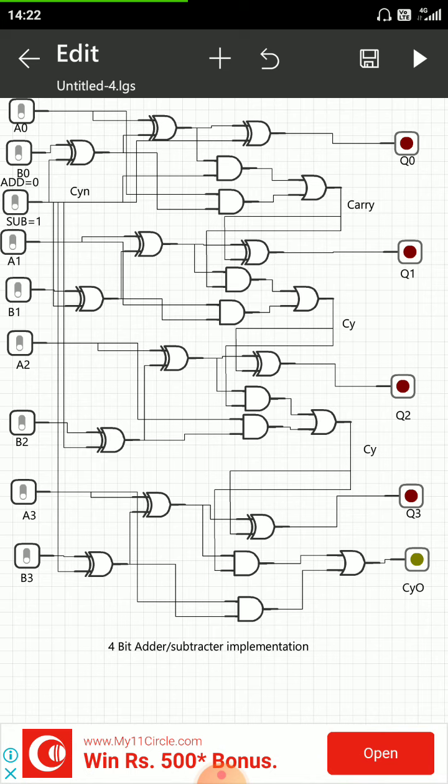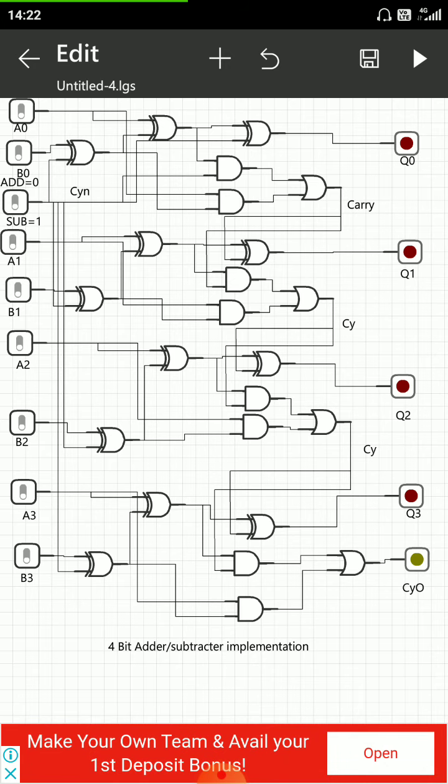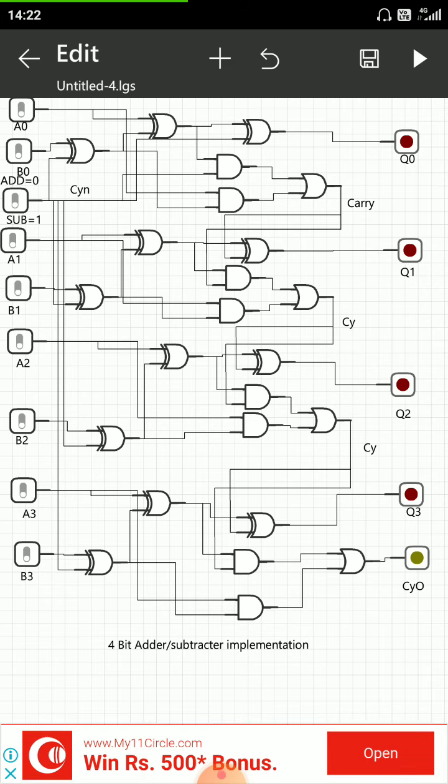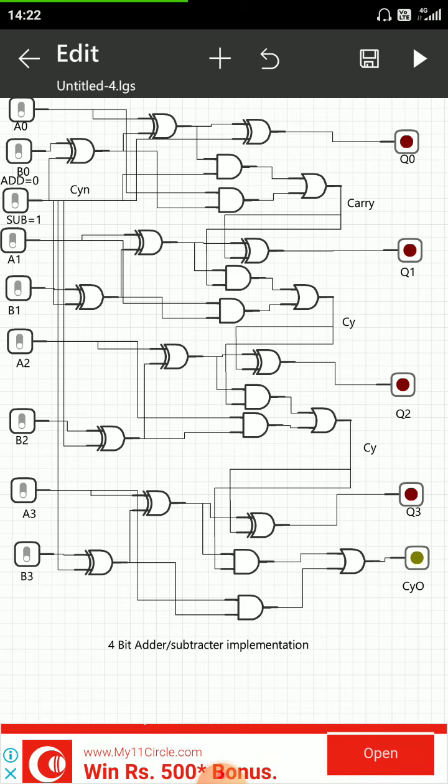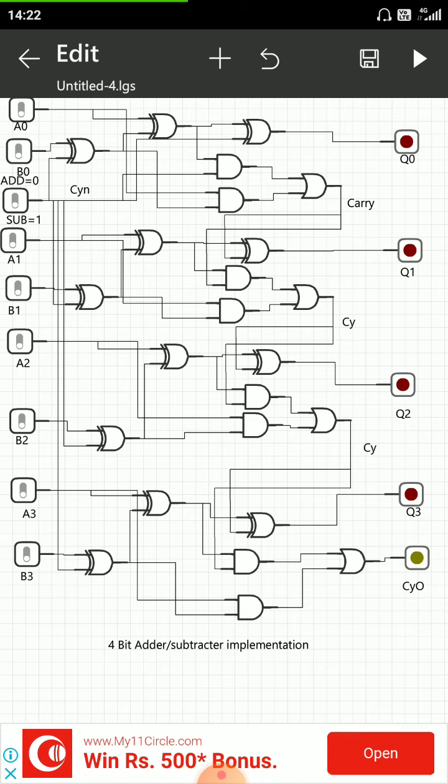And in the input section, we have used toggle switches. Two 4-bit numbers need to be fed into the circuit. So for this purpose, our first number is denoted by A0, A1, A2, A3. That is a 4-bit number, and the second 4-bit number is fed into the circuit using B0, B1, B2, B3. So we will toggle this logic according to the number, and we input the number in the circuit.